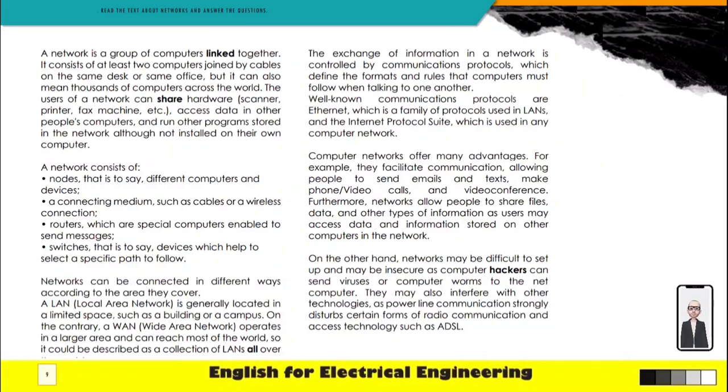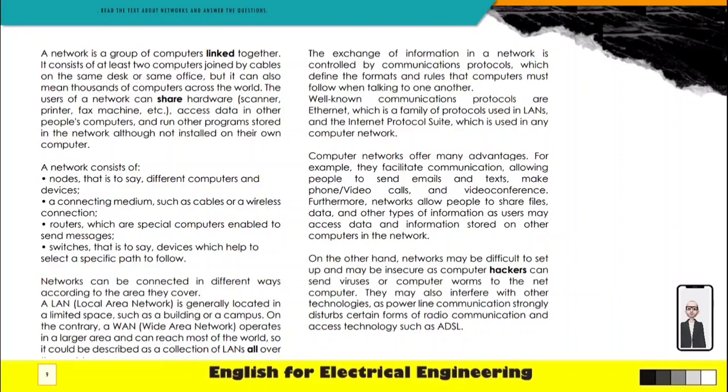So let me just read this one quickly. A network is a group of computers linked together. It consists of at least two computers joined by cables on the same desk or same office, but it can also mean thousands of computers across the world. The users of a network can share hardware, scanners, printers, fax machines, etc., access data in other people's computers, and run other programs stored in the network, although not installed on their own computer.